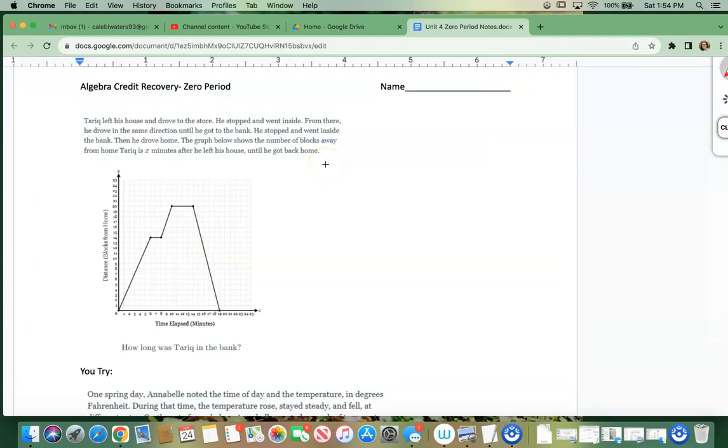So, looks like he got to the bank right about here. And he left the bank right about there. So, I'm going to do my best to just trace it down. So that's about 14 minutes or so. I'll trace this one down. And again, we're estimating a little bit. That's about 10 minutes. So it looks like he's only at the bank for 4 minutes.